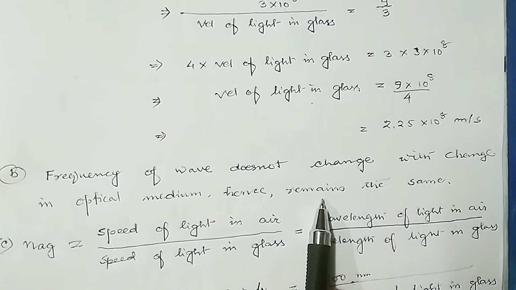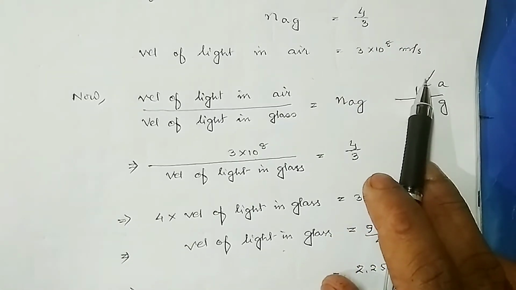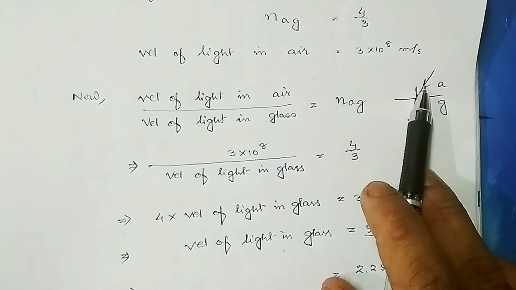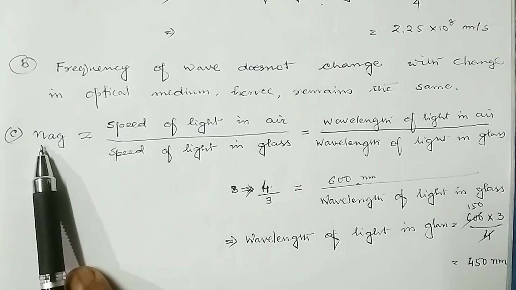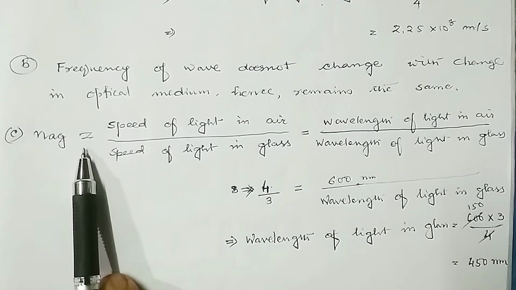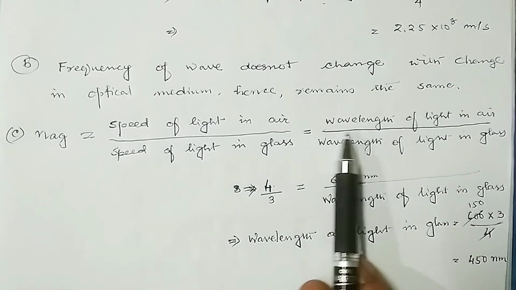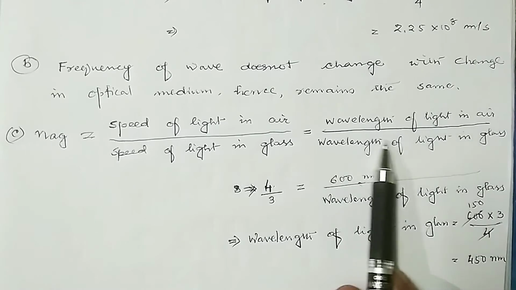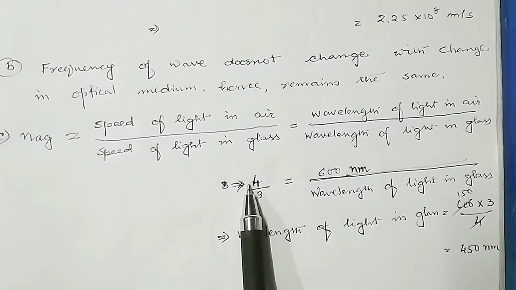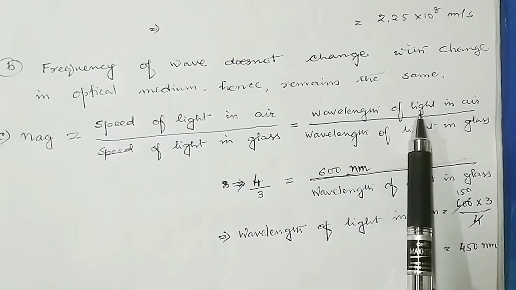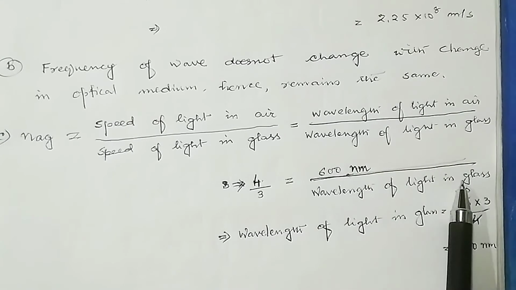And third part, we have to find the wavelength of light in glass, and it is given that the wavelength of light in air is 600 nanometer. Now we know this relation. In my previous video I have explained that the refractive index of glass with respect to air can be written as speed of light in air by speed of light in glass, which is equal to wavelength of light in air by wavelength of light in glass. Here the refractive index of glass with respect to air is 4/3, which equals wavelength of light in air, 600 nanometer, by wavelength of light in glass. This one we have to calculate.